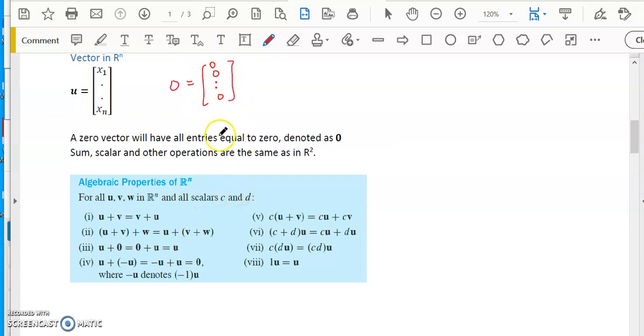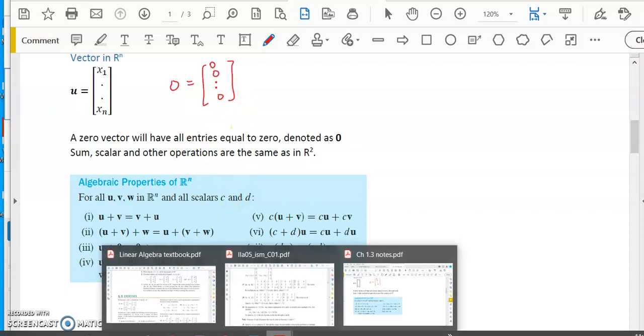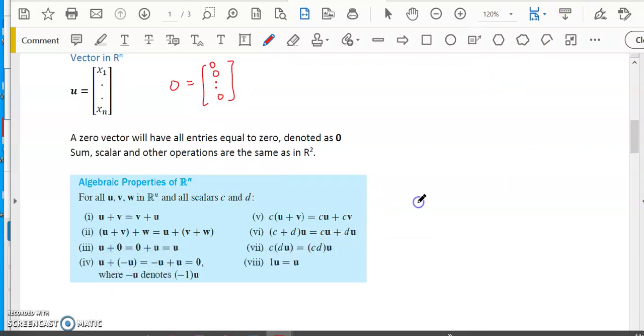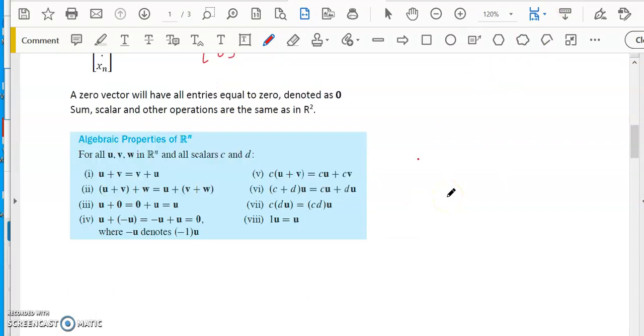And after this definition and the operations that we talked about, we have these algebraic properties of vectors in Rn. If you have all these vectors in Rn and scalars c and d, then you can see that these properties hold. If you add 2 vectors together, the order doesn't matter. The associative property also holds, so you can add any one first. Adding 0 is the same as the original.